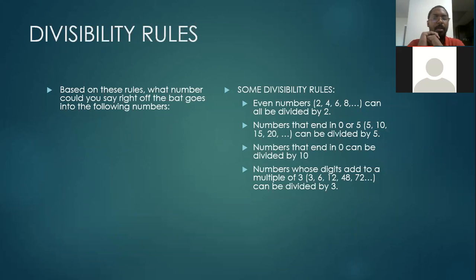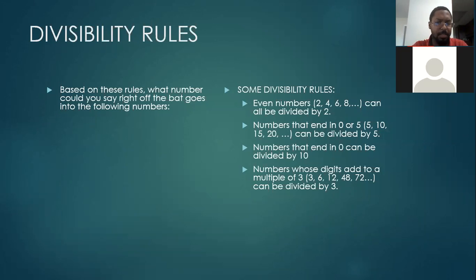All right, numbers that end in 0 or 5, like 5, 10, 15, 20, 25, 30, 35, 40, can all be divided by 5. So if I ever get stuck, and I've got 30 over 35, what can I divide both of these by? Well, I can at least do 5. All right, numbers that end in 0 can be divided by 10.